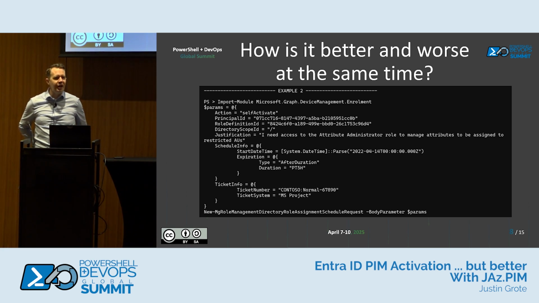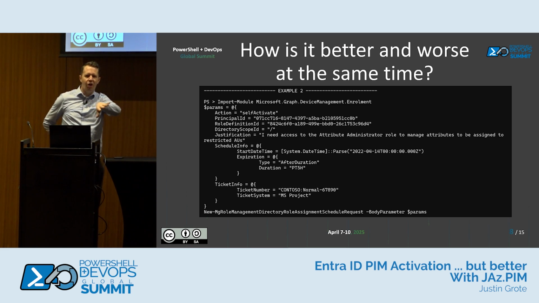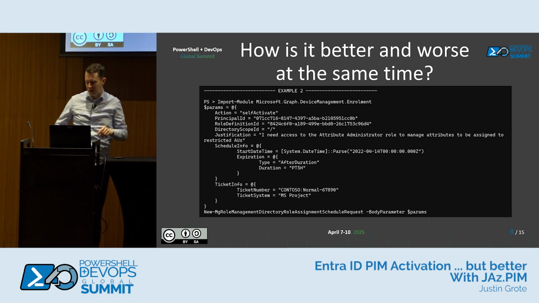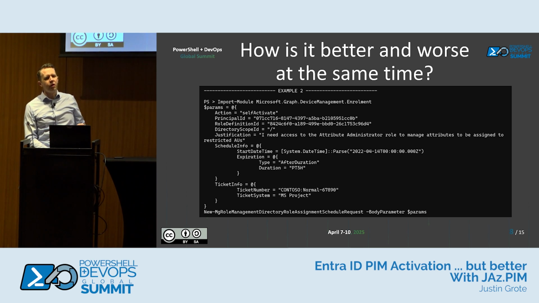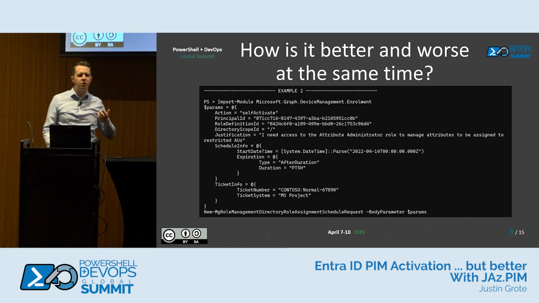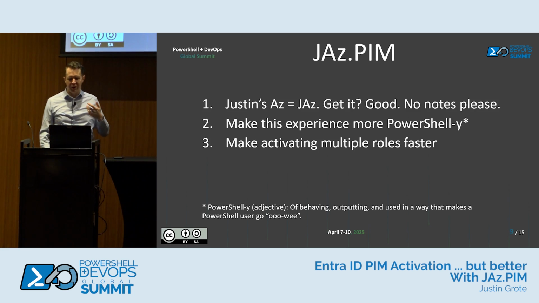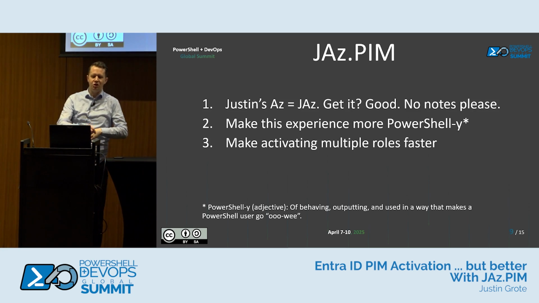And so now we have things like the Entra module, which still just does all the fancy stuff underneath, but you have a really nice PowerShell-y kind of module. So I decided to do something about it, because I was wondering if there was a better way to do this, and so I did that. So I made JAZ.PIM. It's Justin's Az equals Jazz. Get it? Good?